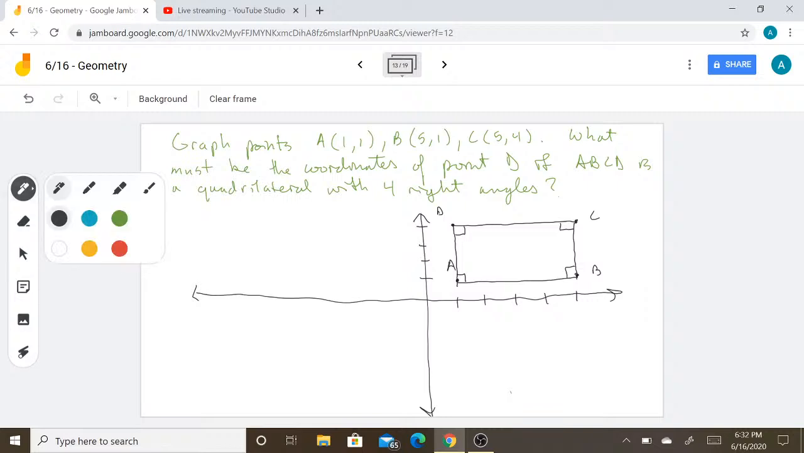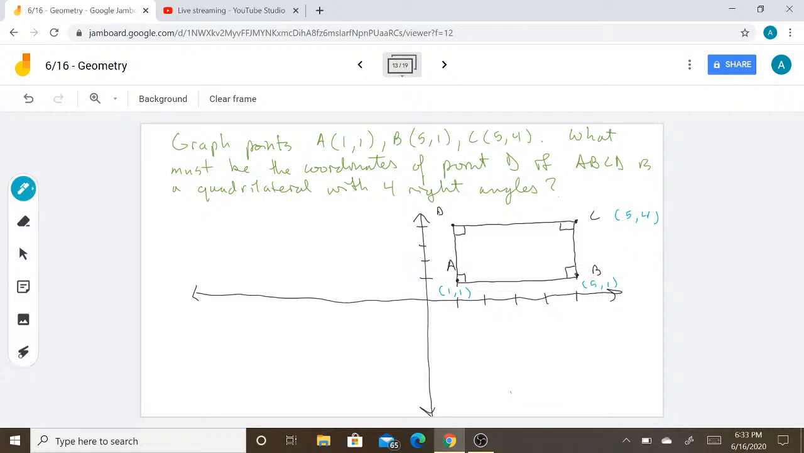I'll write the coordinates down just so it's easier to see. A is 1, 1, and B is 5, 1. They have the same y coordinates, so they're collinear horizontally. The same with D and C, line DC. And lines DA and CB are vertical because they have the same x coordinate. So C has the ordered pair 5, 4, and the x coordinate is the same as B, so we know that CB is vertically collinear.